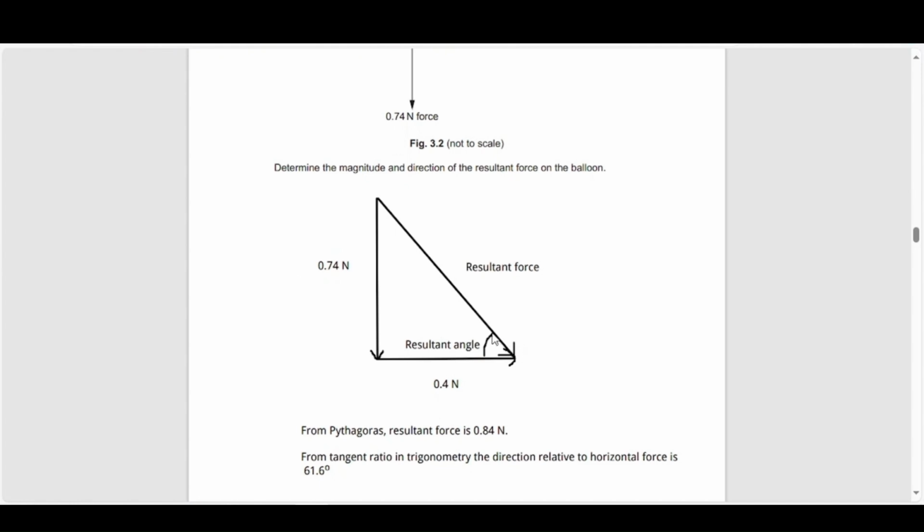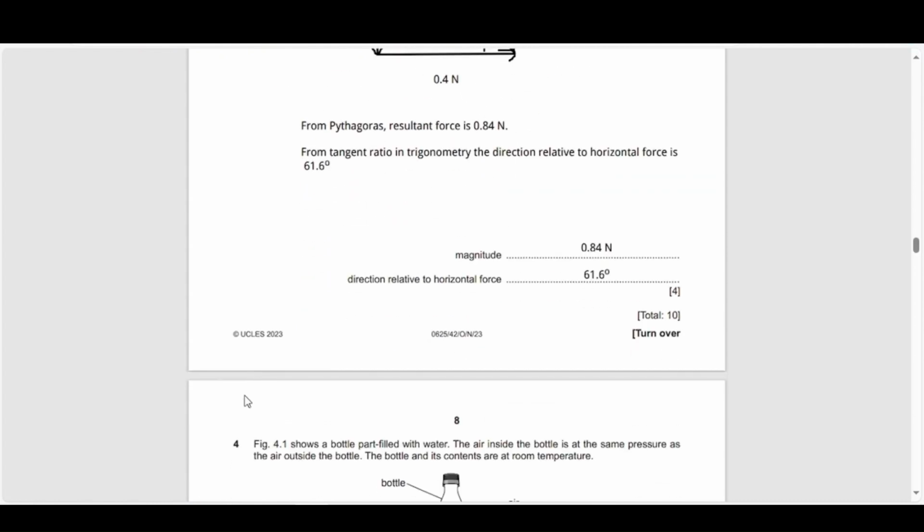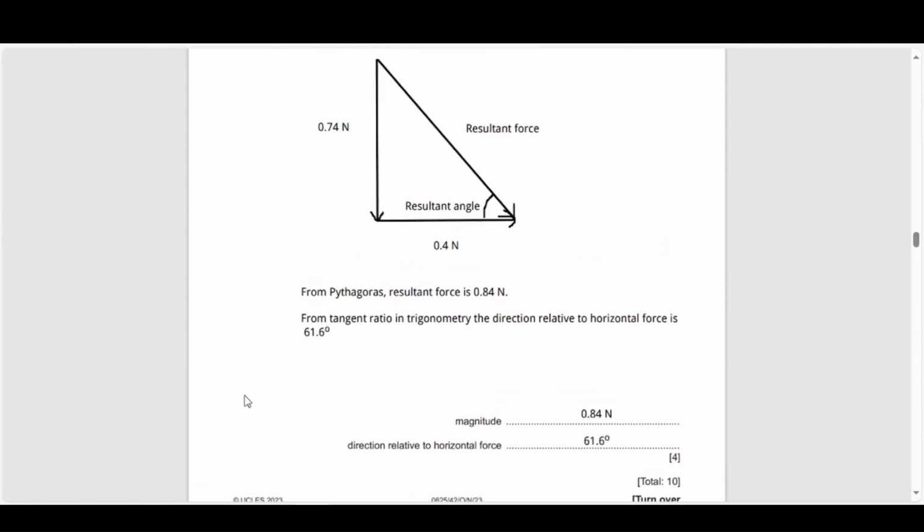And then by using SOHCAHTOA, you've got tangent, which says opposite over adjacent. So you've got the opposite side and you've got the adjacent side. So you could just divide the opposite by the adjacent, do the tan inverse or arctan as some people refer to it, to be able to calculate the resultant angle, which I've got as 61.6 degrees. So it's 61.6 degrees relative to the horizontal.